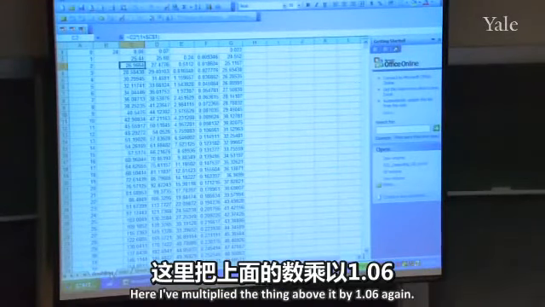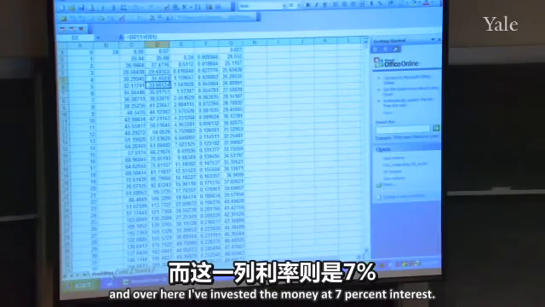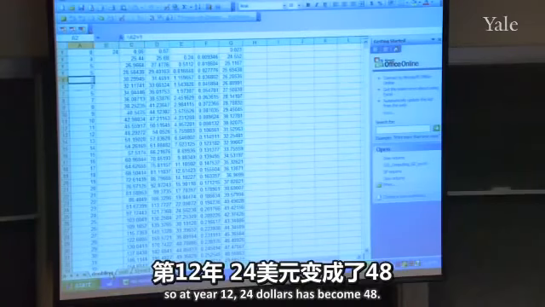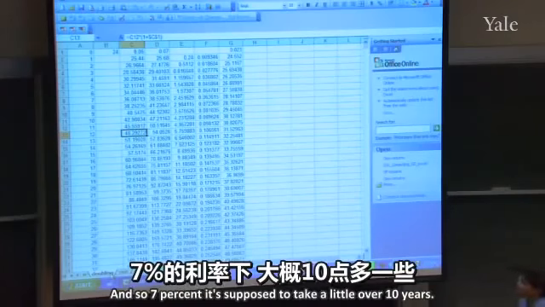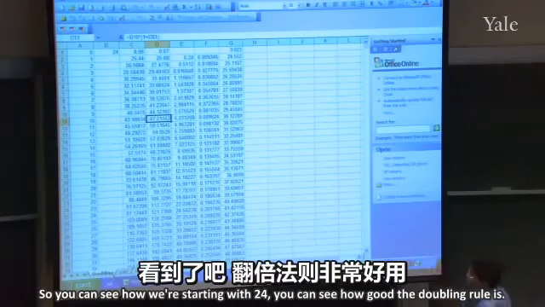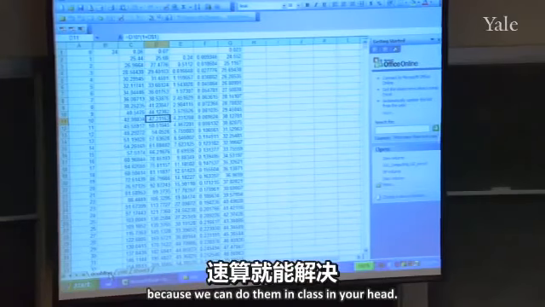And I keep doing that. Here I've multiplied the thing above it by 1.06 again. So I keep investing the money at 6% interest, and over here I've invested the money at 7% interest. After 12 years, this is year 1, so at year 12, $24 has become 48. So it's a very good approximation. At 7%, it's supposed to take a little over 10 years. At 10 years, you're not quite there, but at 11 years, you're past it. Starting with 24, you can see how good the doubling rule is. So we can now do lots of concrete examples in class without having to take out our calculators, because we can do them in your head.